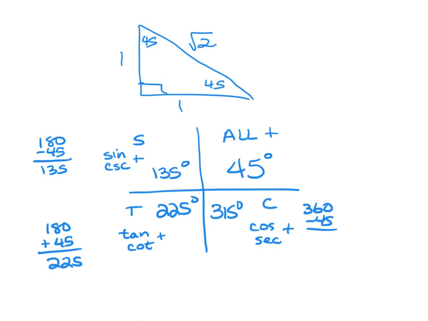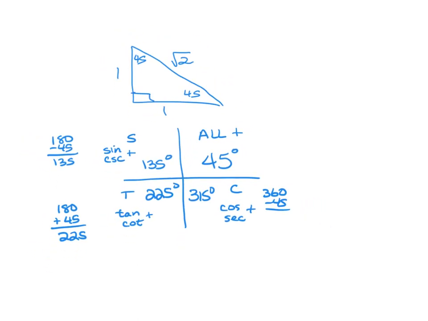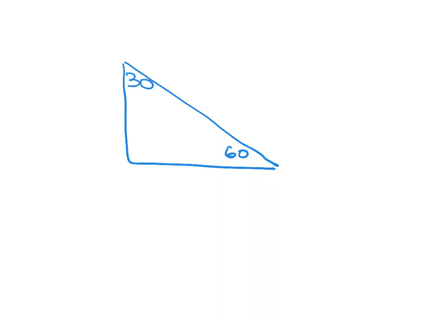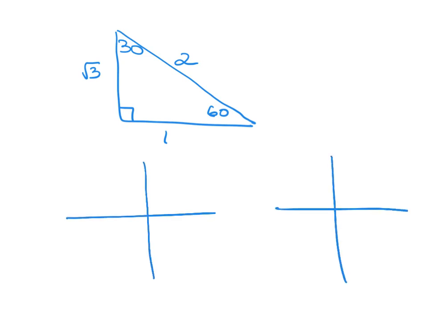The other right triangle is the 30, 60, 90. So let's go ahead and fill in that. And you need to memorize that the side that's opposite the 30 is the 1. The side opposite the 60 is the root 3. And then the hypotenuse, or the side across from the 90, is 2. So this time I actually have two potential reference angles. I have both 30 and 60.